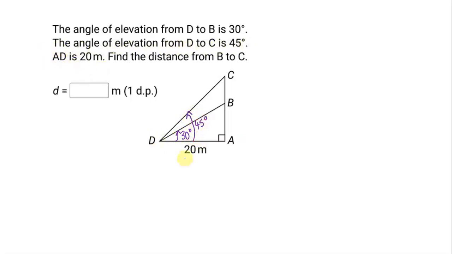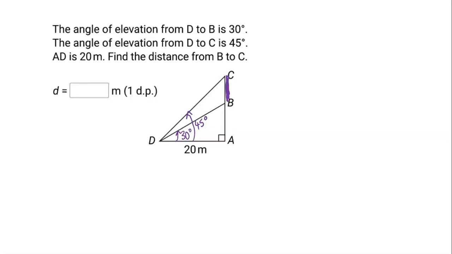AD is 20 metres. This measurement along the bottom is 20 metres. Find the distance from B to C, which is this distance in here. Now you'll notice that that is not the side of a right-angled triangle. So we're going to have to do a couple of extra steps and a few more calculations to be able to find this side length BC using right-angled triangle trigonometry.